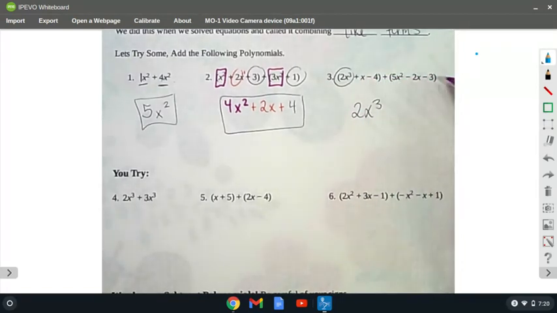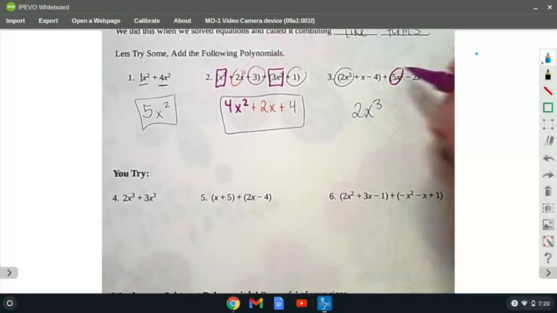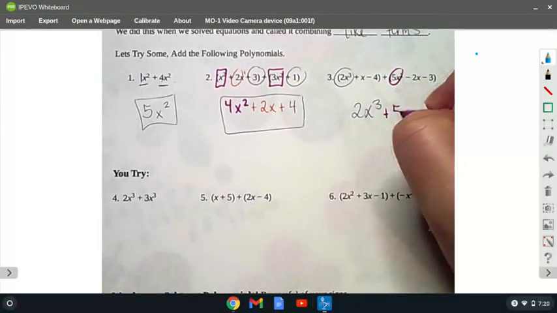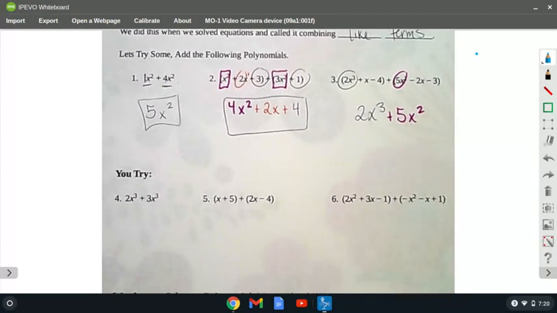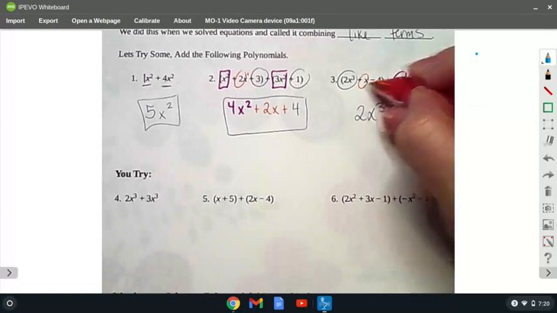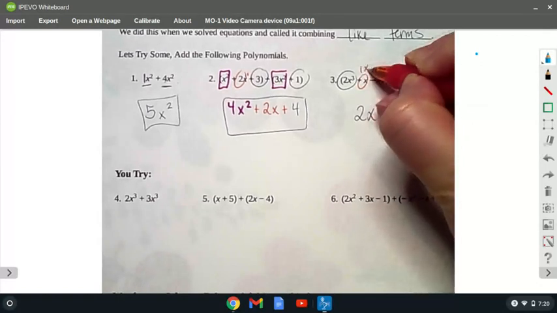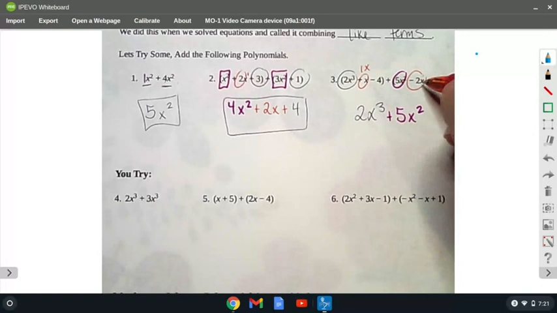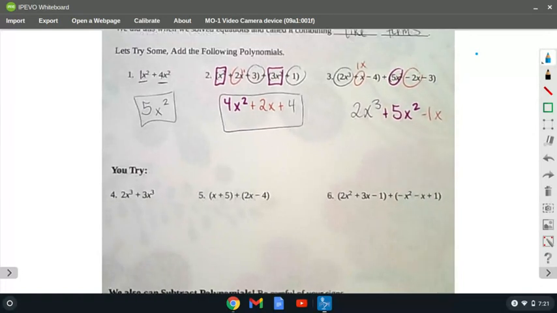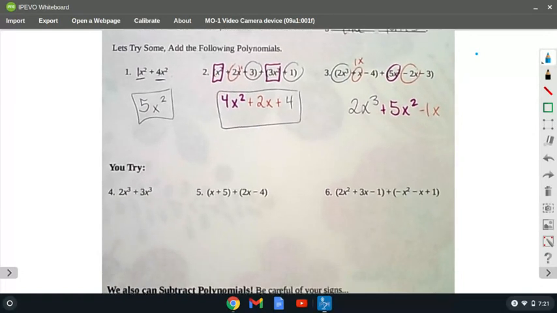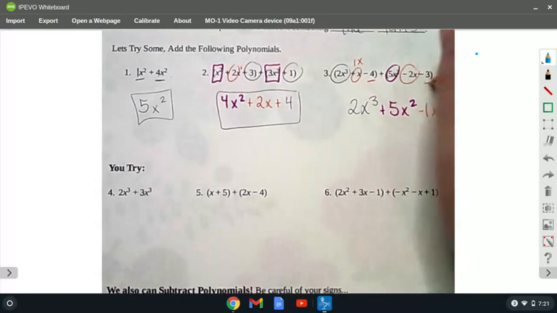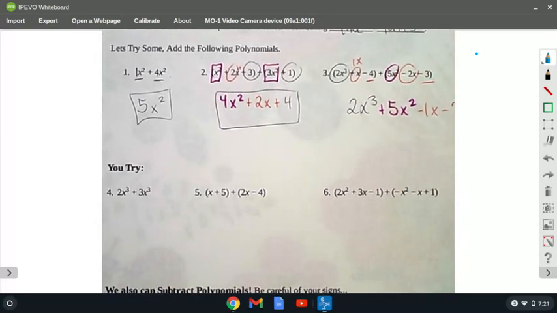The next highest degree I have is 2, and I have that 5x squared. I also don't see any like terms for that one, so I'm just going to copy it down here. And then now I see x and negative 2x. So essentially there's a 1x, right? So 1 minus 2 is going to give me negative 1x. And then lastly, I can combine this negative 4 and negative 3 to give me negative 7.